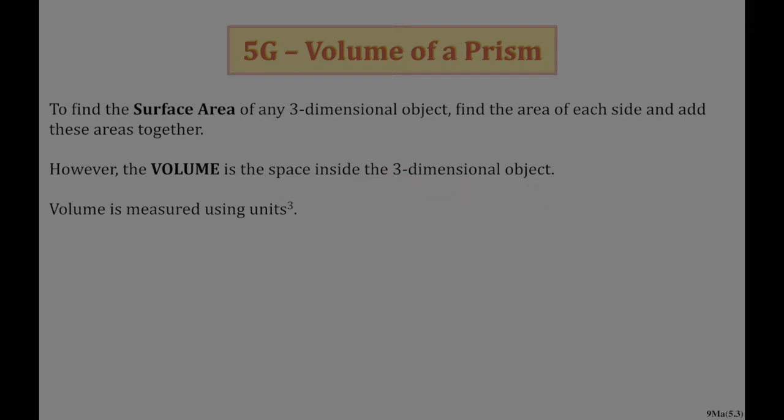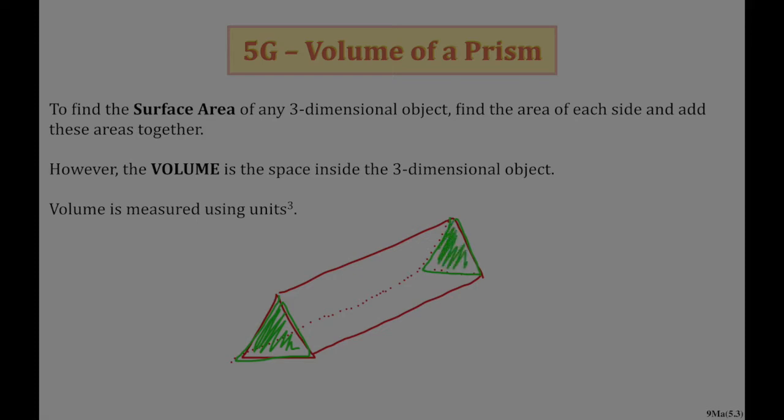Now, when we're talking about a prism, what is a prism? Well, a prism is a shape where, if you look at the front of the shape and go all the way through to the back of the shape, it will be the same. So when you look at a shape like this, it is called a triangular prism, because there's a triangle at the front, there's a triangle at the back, and they are exactly the same size triangle.